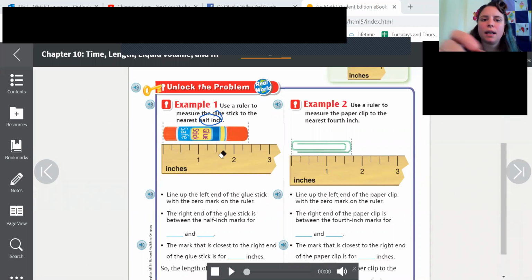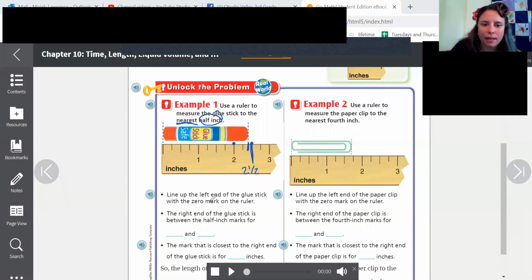So let's take our pencil and just draw a line down. Now, the nearest 1/2 inches are here and here. It wants us to go to the nearest 1/2 inch. Which one is closer? This one or that one? This one's going to be closer, right? This is 2.5 inches. That one is much farther away.